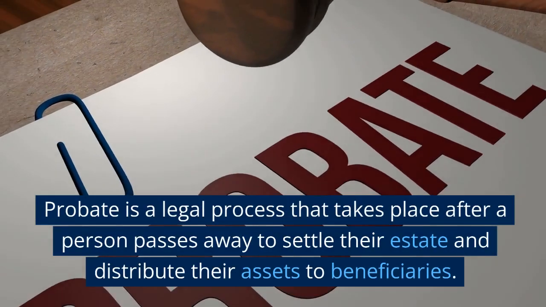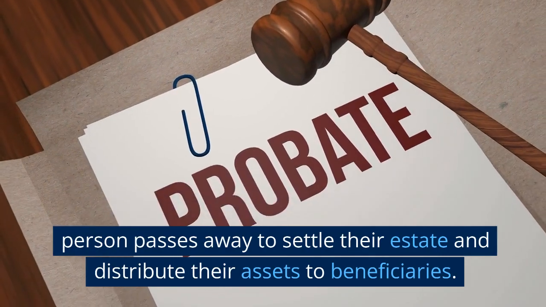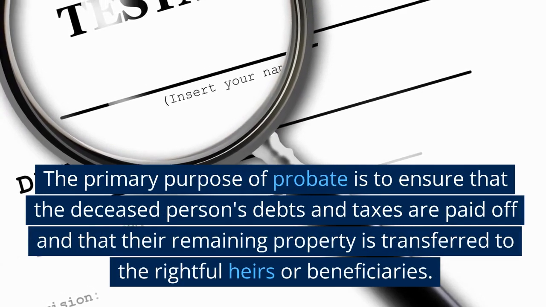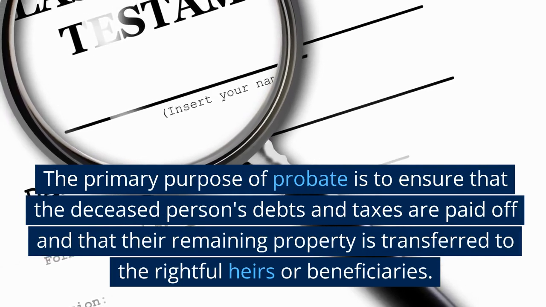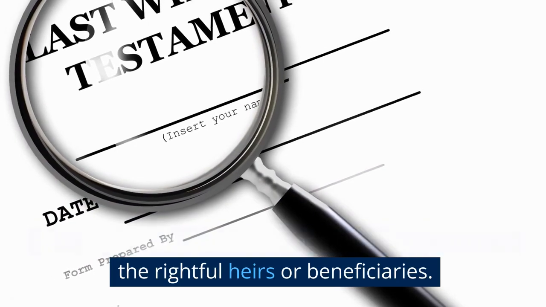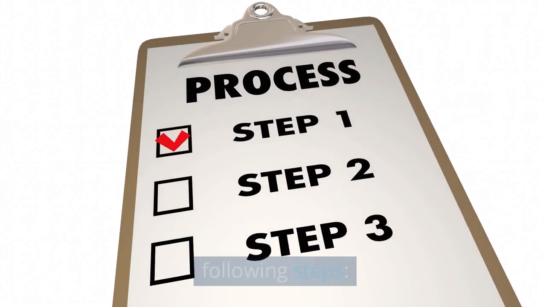Probate is a legal process that takes place after a person passes away to settle their estate and distribute their assets to beneficiaries. The primary purpose of probate is to ensure that the deceased person's debts and taxes are paid off and that the remaining property is transferred to the rightful heirs or beneficiaries. The probate process typically involves the following steps.